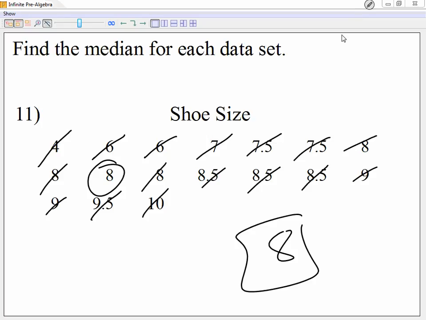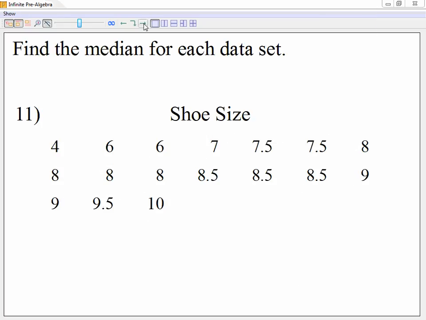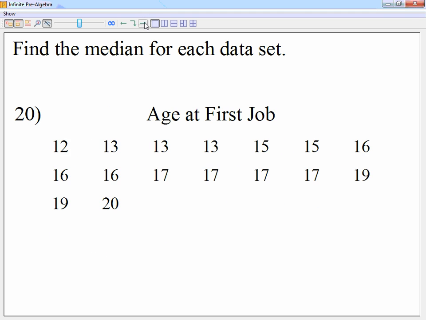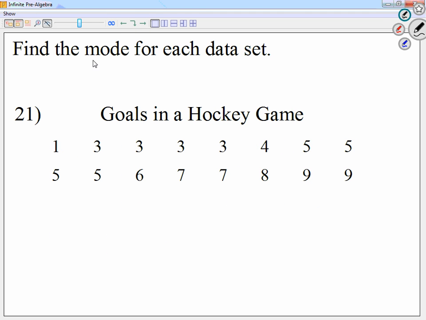All right. Let's take a look at number 21. Find the mode. Yesterday I mentioned the mode looks like the word more, which means which number do you see more than anything else?